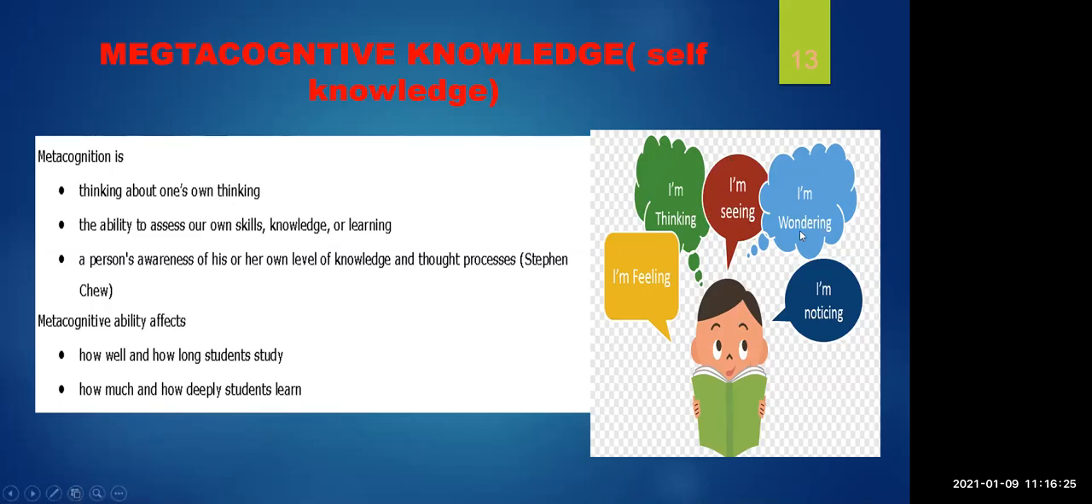I'm thinking, I'm seeing, I'm wondering, I'm noticing, I'm feeling. So you also understand now, I don't know whether you are attending my class or you are thinking about some other activities related to your surrounding environment. It depends upon your own self only.